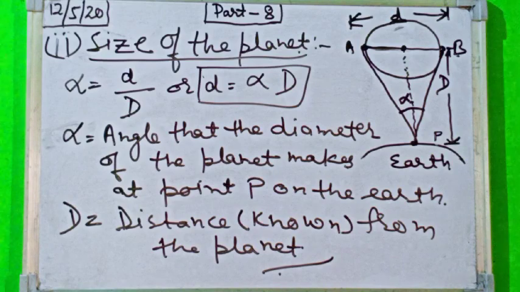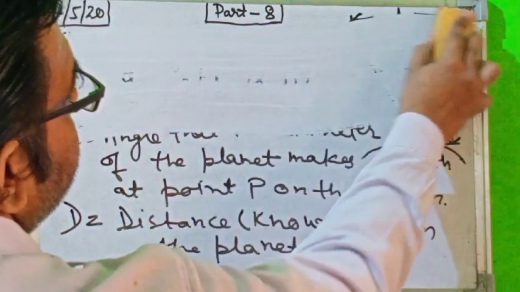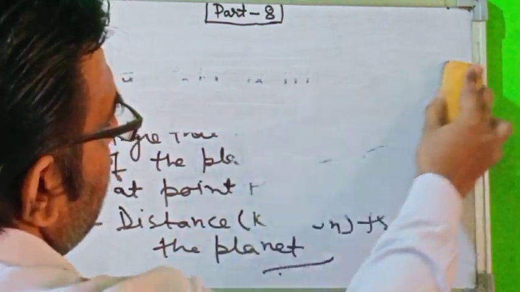Whatever orbit the earth is describing around the sun, the orbits of those planets which are inferior to the earth, Mercury and Venus, have a smaller radius as compared to the orbit of the earth. So these planets are considered as inferior planets. So next one is the Copernicus method.